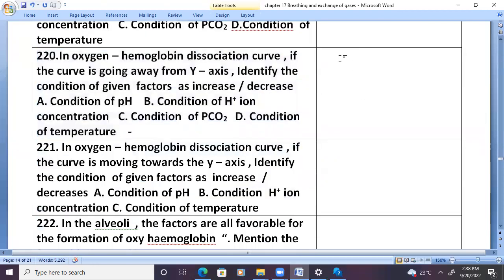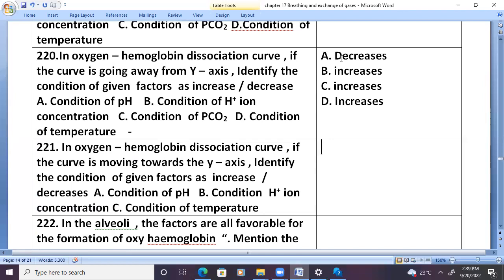In the oxygen hemoglobin dissociation curve, if the curve is going away from the y-axis, identify the condition of the given factors as increase or decrease. First, the condition of pH decreases. H+ ion concentration increases. Carbon dioxide increases. Temperature increases.